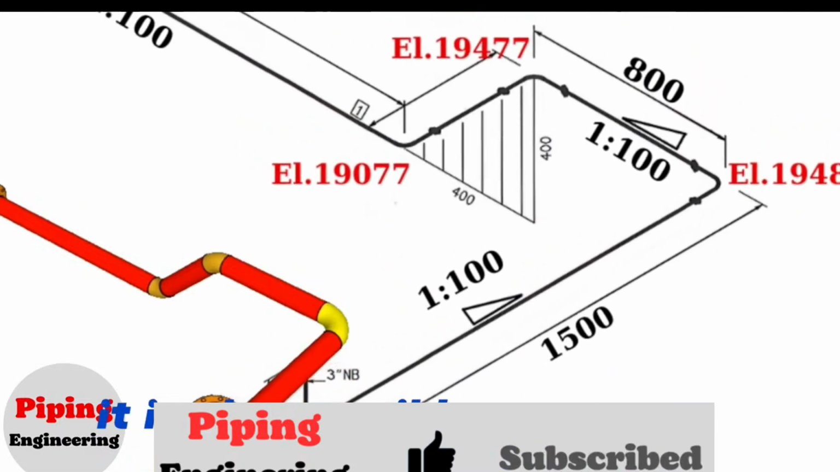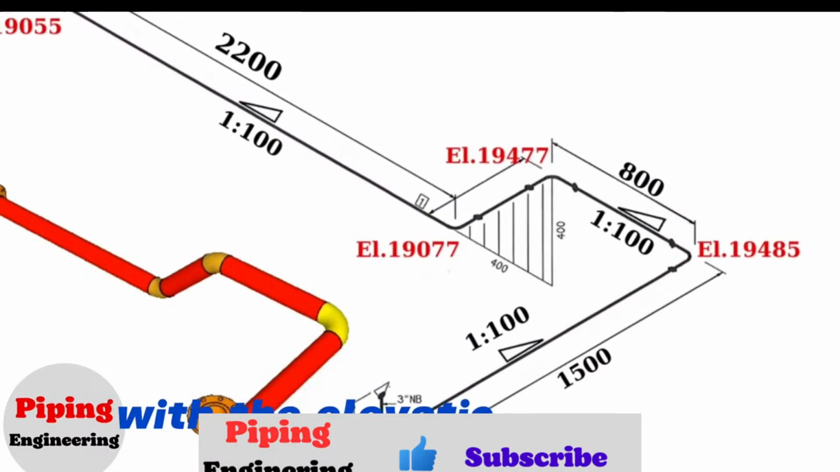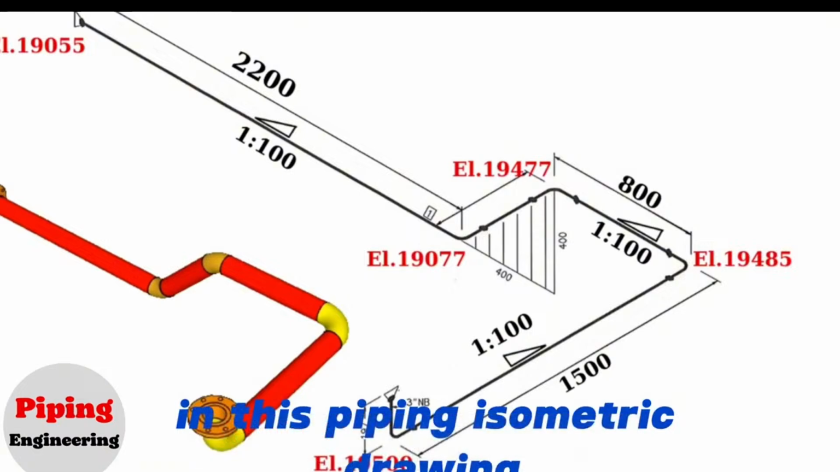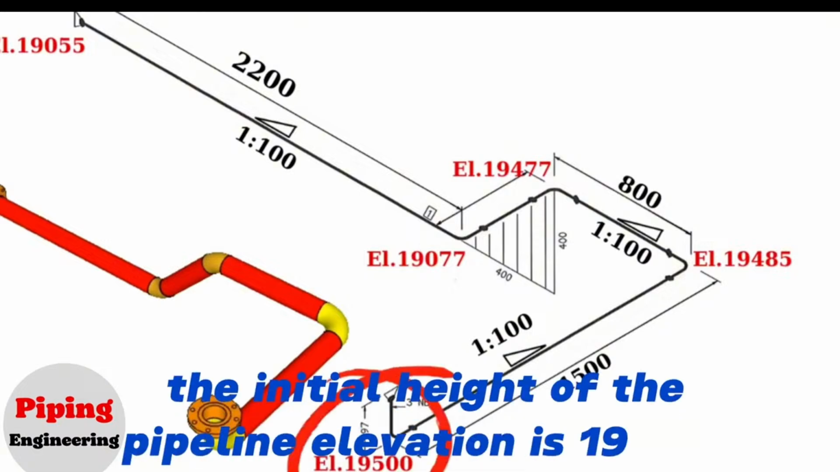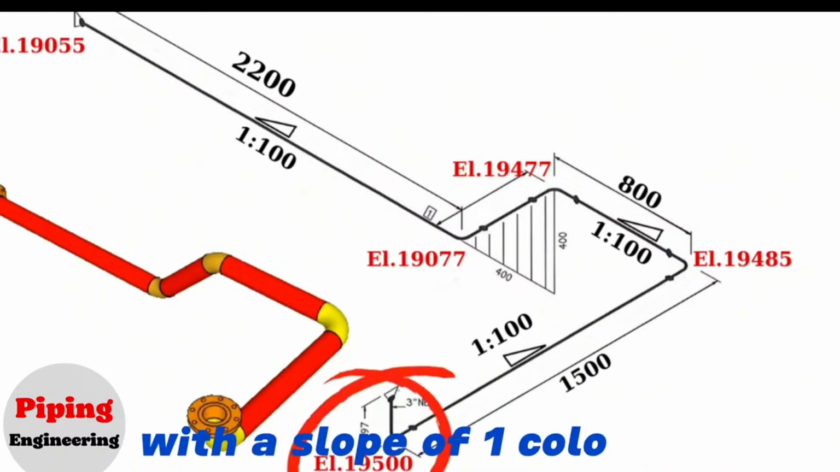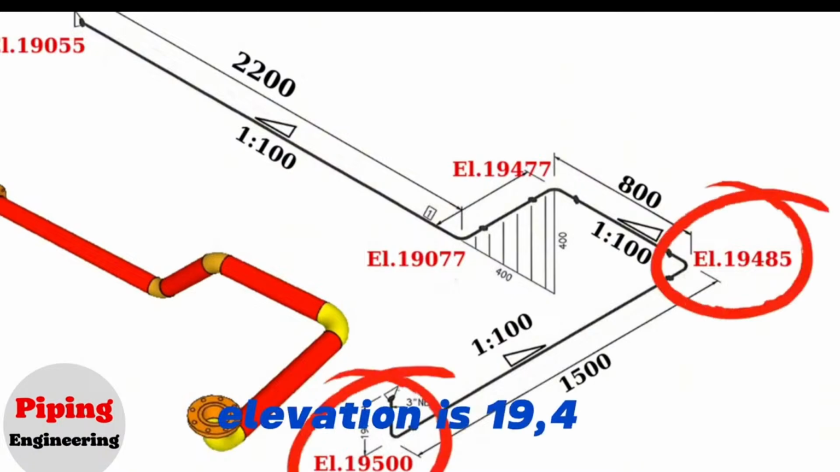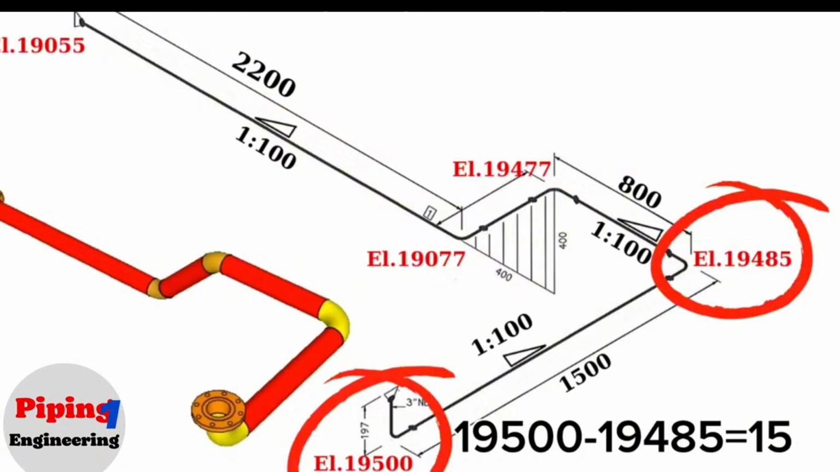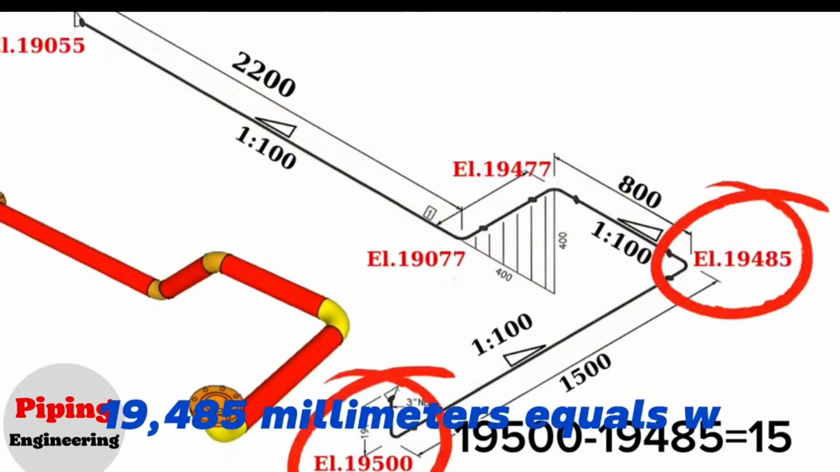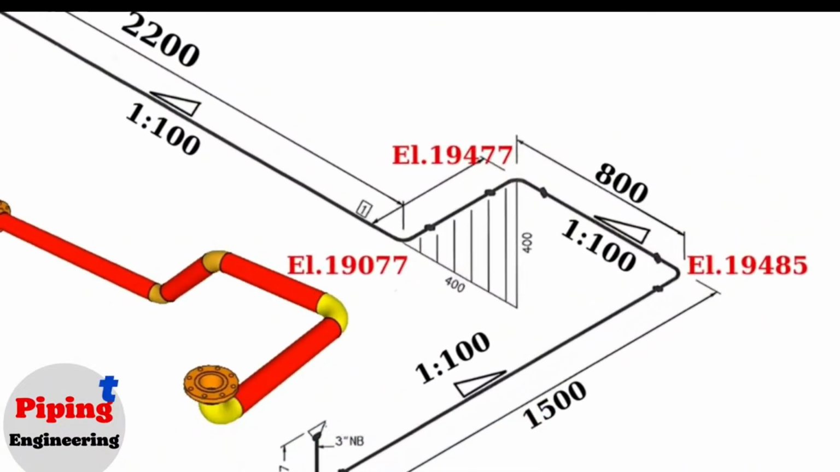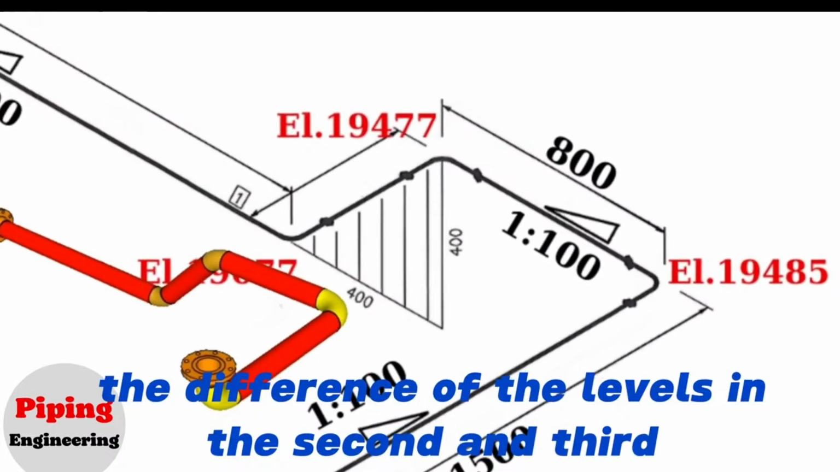It is also possible to calculate the slopes in the pipelines with the elevations shown at the turns in the pipeline. In this piping isometric drawing, the initial height of the pipeline elevation is 19,500 millimeters, and the height of the pipeline at the second turn with a slope of 1:100 is 19,485 millimeters. The initial height 19,500 mm minus the second height 19,485 mm equals 15 mm. With this method we can calculate the difference of the levels in the second and third rotations.